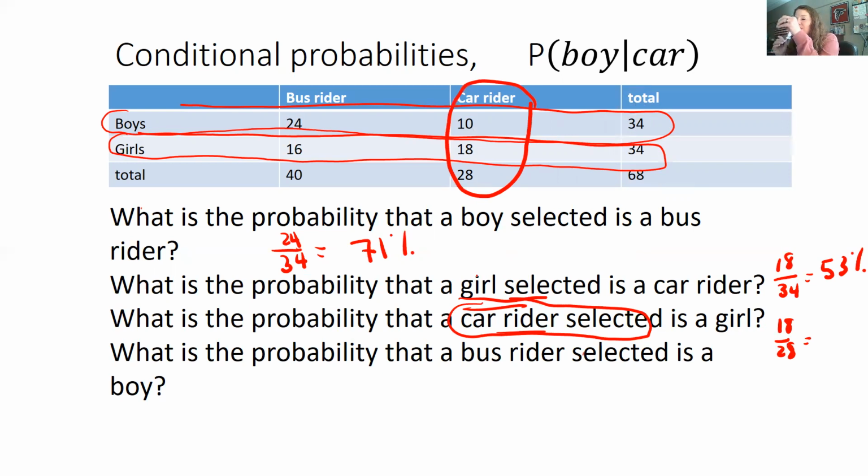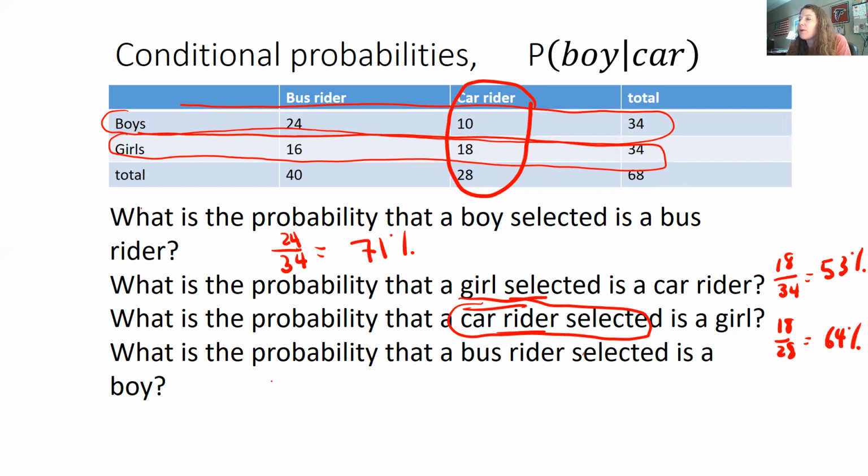So basically, mostly, not always, the first description is our total, but sometimes it's worded weirdly, so you have to read it carefully every time. All right, so about 64% of car riders are girls.